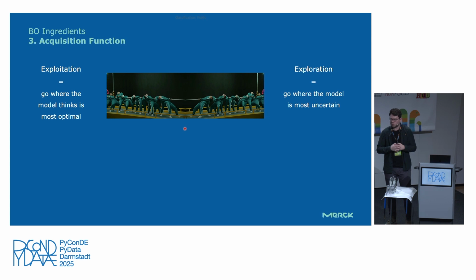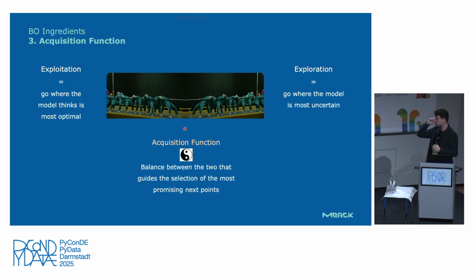So if we only go towards the predictions, that's called exploitation, so that's on the left. I told you we need this other ingredient, the uncertainty. If we were only following the uncertainty about our predictions, that would be called exploration. In practice, we want to do neither, so we need a balance of these two things, and that is the acquisition function. This is simply combining those two aspects.